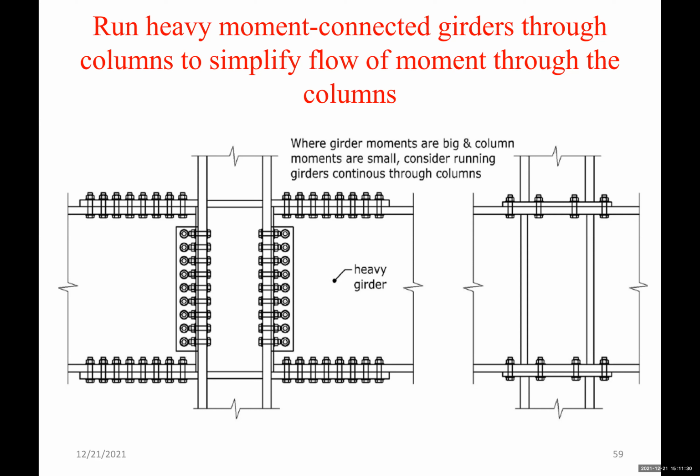So here you can see on the left we have a column that continues through the floor, and look at the connections that are needed. We have a lot of bolts in the moment connection, a lot of bolts in the shear connection. Instead, we can run the beam through the columns. At the bottom, we have a cap plate, and then we have bolts connected to the flange of the beam. At the top, we have a base plate with bolts connected to the beam flange. So you can see the reduction in the moment connection components, like the plates and the welds, in a case like that.